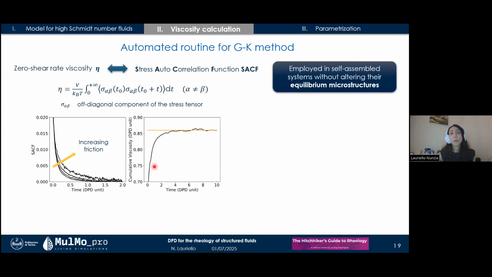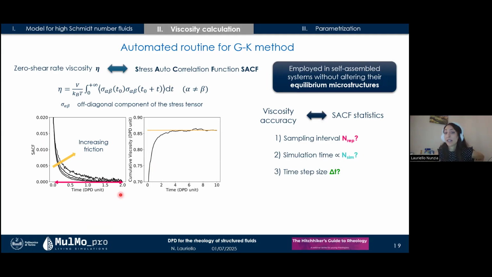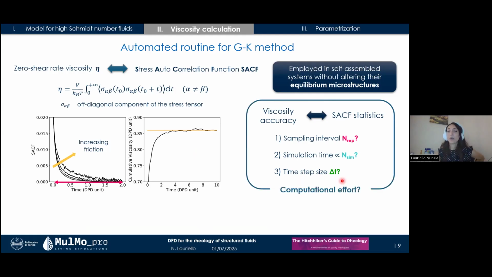Once defined the model, we worked on the development of an automated routine for an equilibrium approach to compute viscosity. As anticipated, the Green-Kubo method allows us to calculate the viscosity by integrating the stress autocorrelation function. The accuracy of the viscosity strictly depends on the quality of the stress autocorrelation function statistics. The calculation depends on some parameters that determine the decorrelation, and are the sampling interval, the simulation time, and the time step size. The optimal values of these parameters depend on the viscosity, but the viscosity is an output property of this simulation. So there is need for an automated protocol.